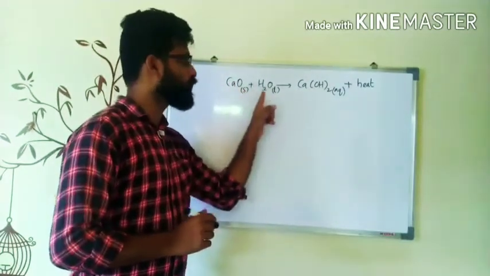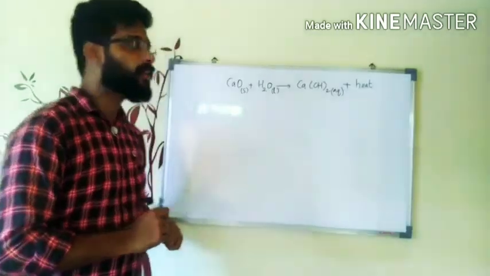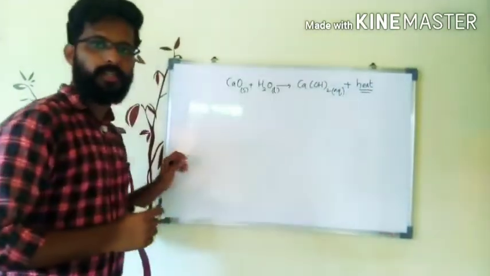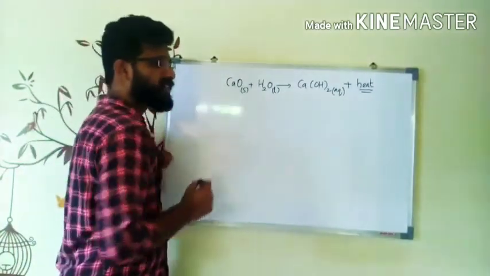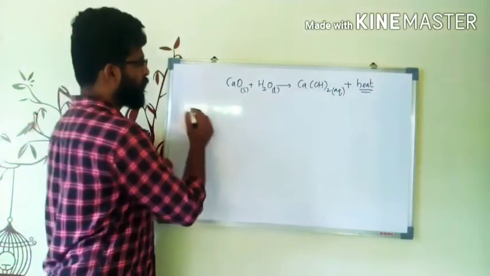CaO plus H2O gives Ca(OH)2 plus heat. In this reaction, heat is released. Okay, heat is released, very important. Let's discuss some more examples of combination reactions.